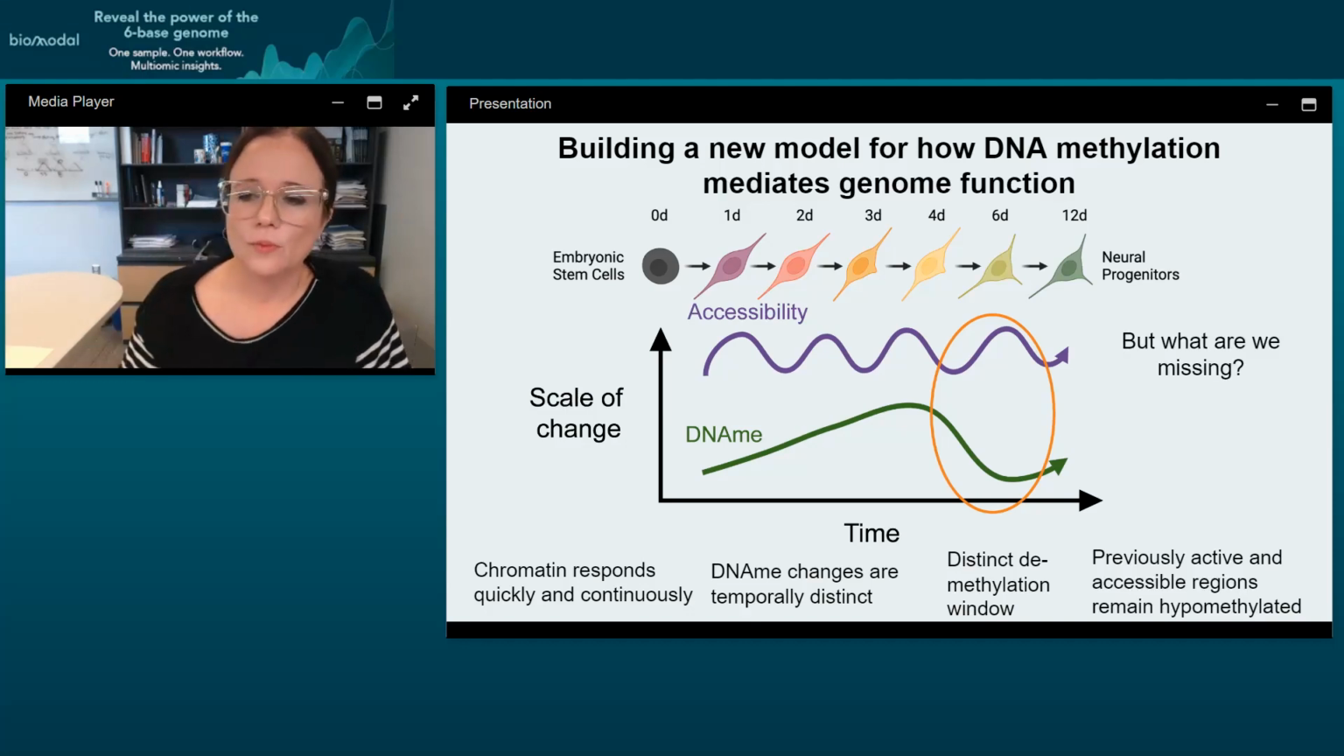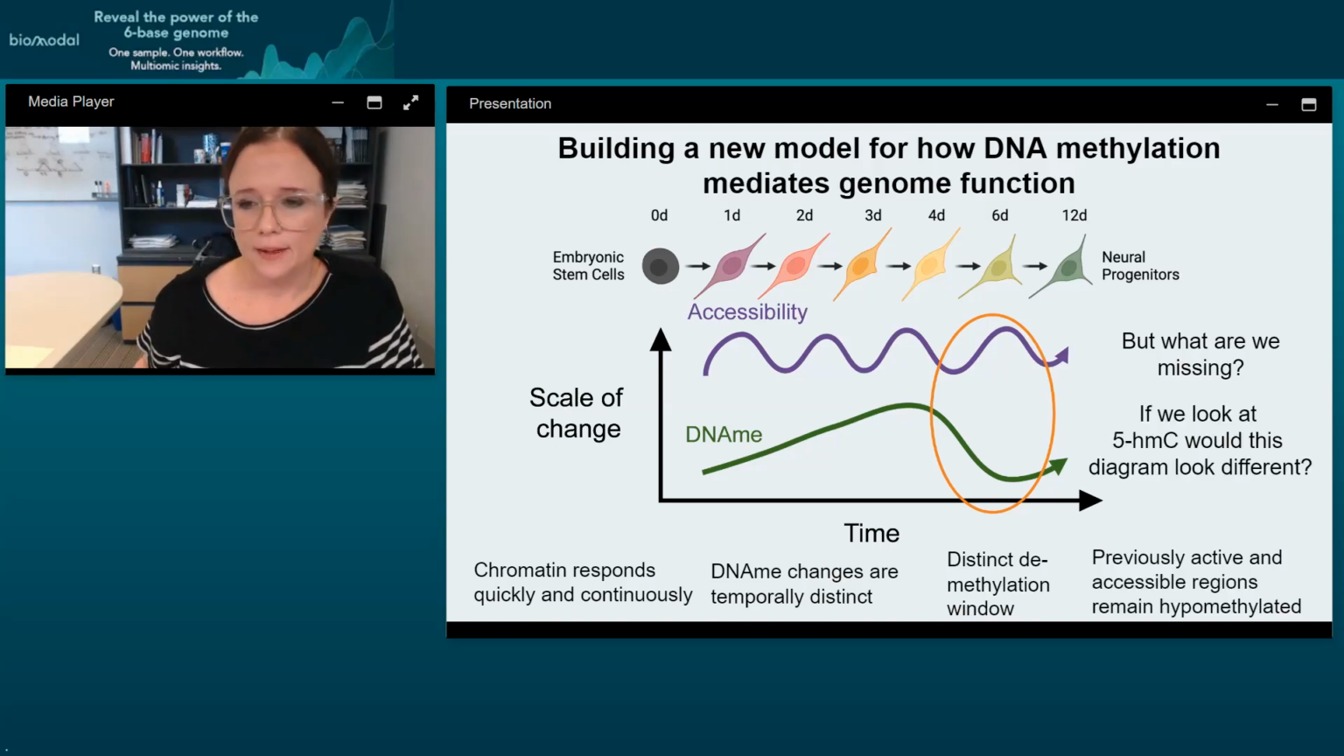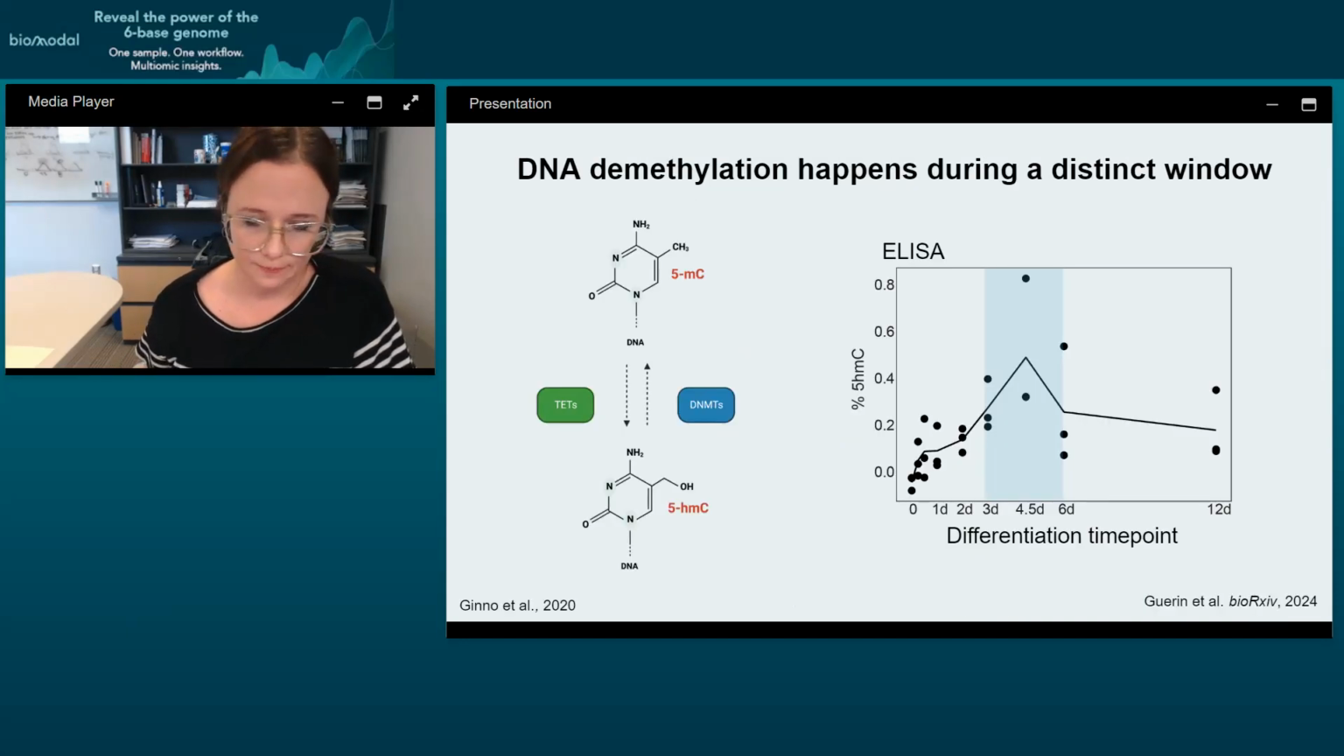So at this point, we're wondering, what are we actually missing? Obviously, we haven't looked at intermediate stages of DNA demethylation. And if we looked at intermediate stages of demethylation, would this diagram look different? If we looked at 5-hydroxymethylation, would this diagram look different?